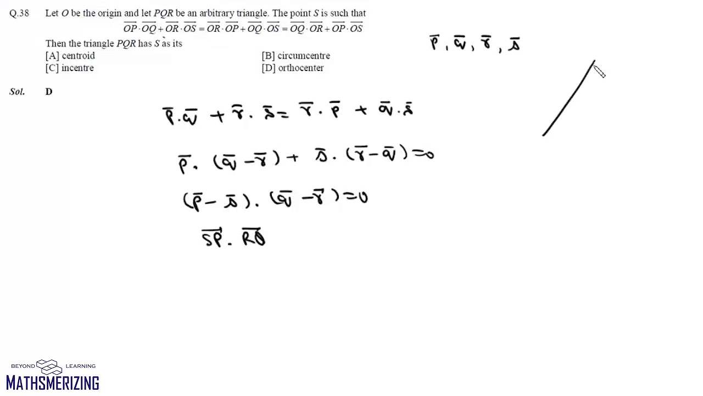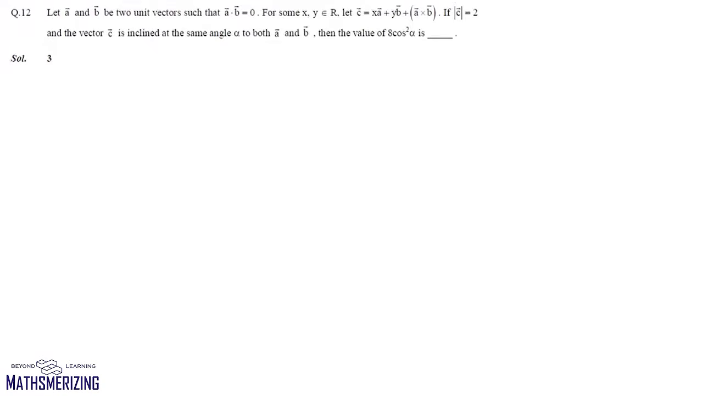So we have this triangle PQR, and then we have this point S, and this SP dot RQ is 0. That means SP is perpendicular to RQ. In the same way, from these other two, we can prove that SQ is perpendicular to PR. So this S is actually the point of intersection of altitudes, and therefore it is an orthocenter, and that's your option D.